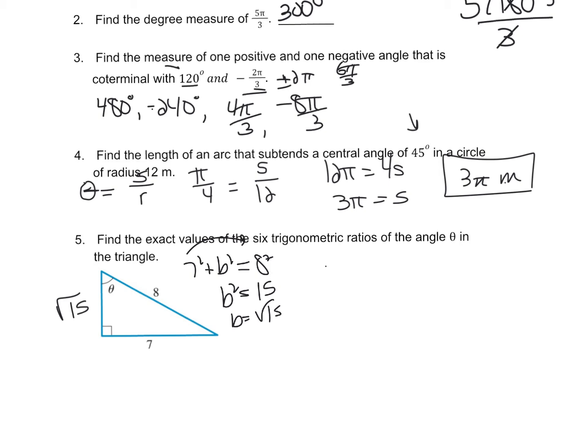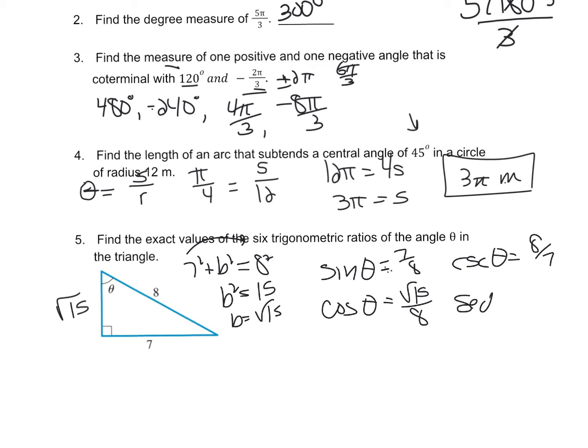All right, now, so here we go. Sine theta. Sine is opposite over hypotenuse. That's just going to be 7/8. And if it's 7/8, that means cosecant, sorry about my marker here, cosecant theta is 8/7. Cosine theta is adjacent over hypotenuse, so that's the square root of 15 over 8, which means secant theta would be 8 over square root of 15. But don't forget, you need to rationalize that. You move the square root to the numerator, take the number out on the bottom.